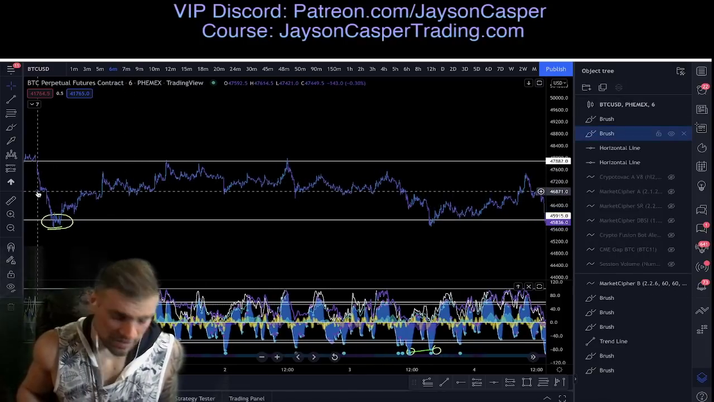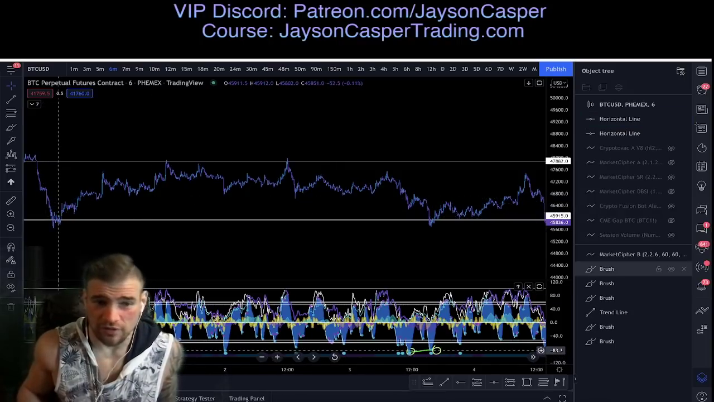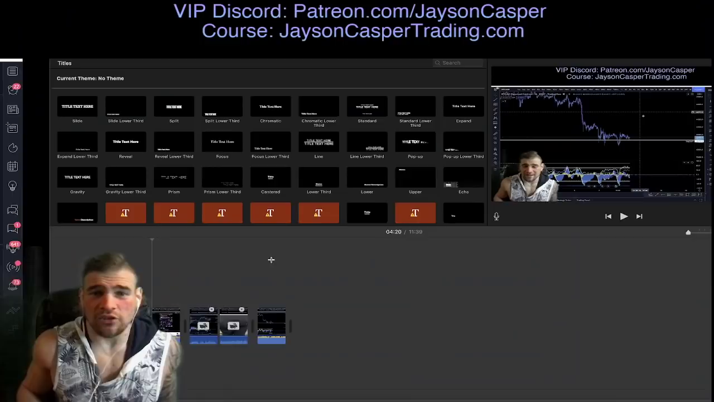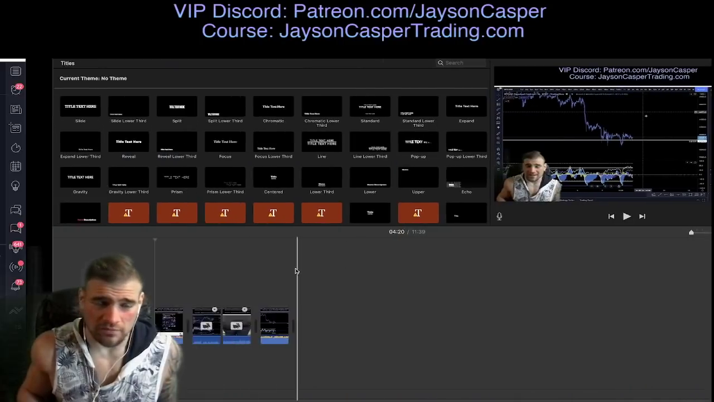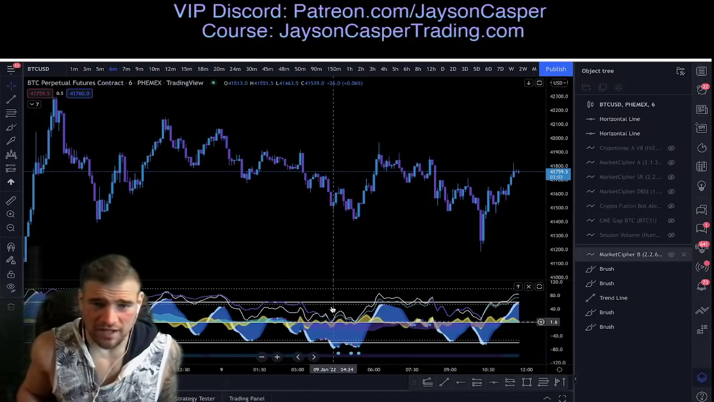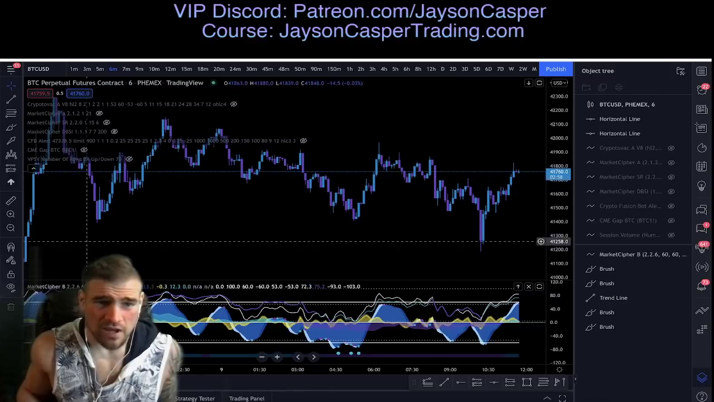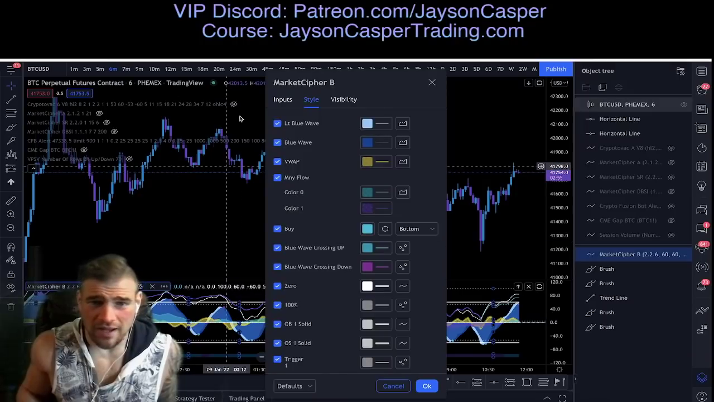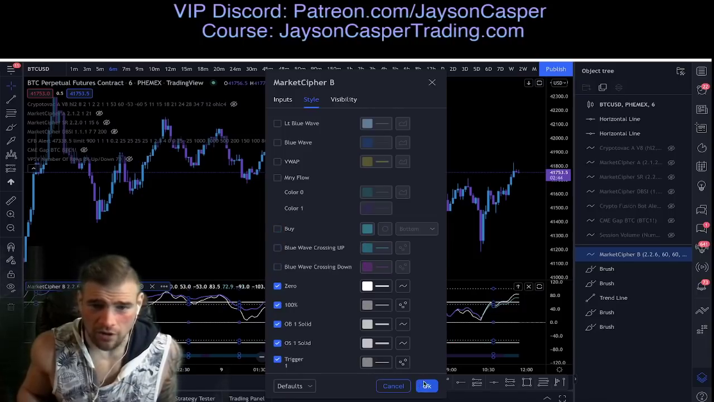Now, let's say we don't see a divergence, but we're still coming up to our general high or our general low of the range. Then we're going to look for these three things right here. We're going to look at our RSIs, our momentum, and our money flow on Market Cipher B. If anybody is unfamiliar with what these aspects of Market Cipher B are, the RSIs are these two lines right here. So I'm going to turn everything off except for the RSIs: turn off our waves, our VWAP, our money flow, our big green dots, sorry BitBoy, and all we have here are our RSIs.